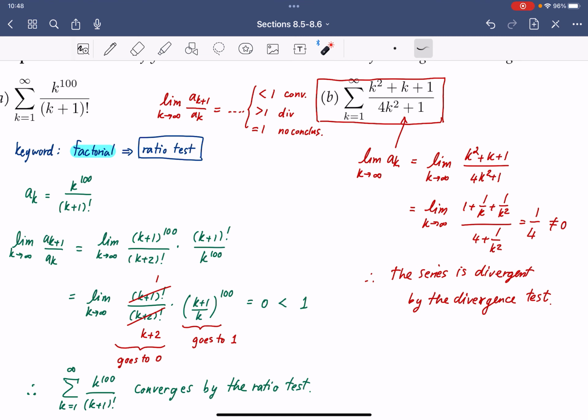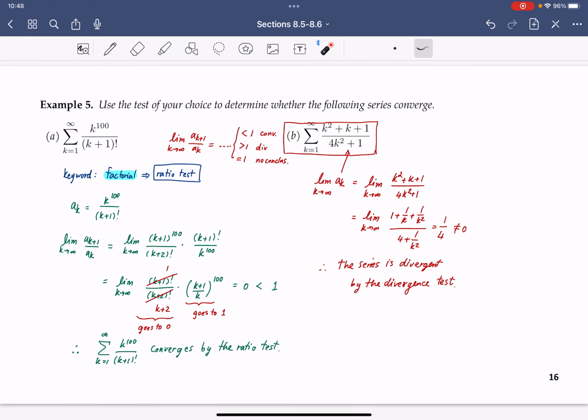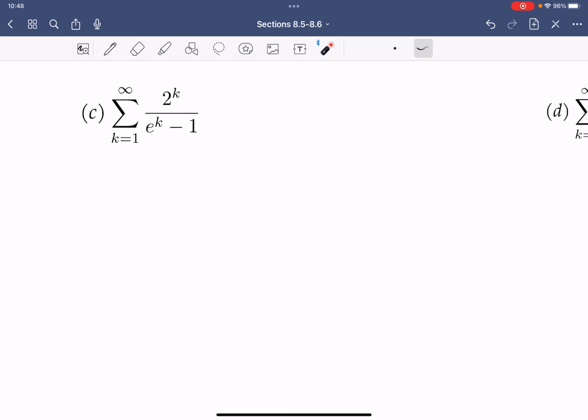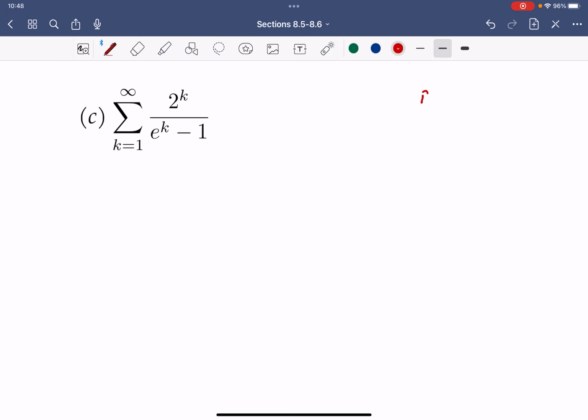Okay, all right. So two more questions. Part C: 2 to the k over e to the k minus 1. Everyone take a look at this one. How do we make the decision? Is this convergent or divergent? Of course, we're going to follow the guideline. First of all, can we use the divergent test?